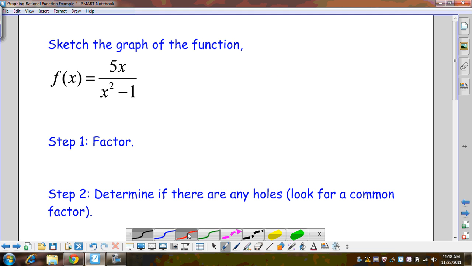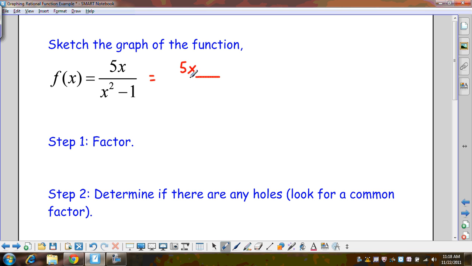Now in this particular case, there's nothing for me to do on the top. So I'm just going to leave that as 5x. But on the bottom, I have x squared minus 1. I should be able to quickly factor that into x plus 1 and x minus 1. So now I'm factored. Now there's two reasons why we do that. One reason is by factoring it, it allows me to clearly see if there's a common factor in the numerator and denominator, because that creates holes.